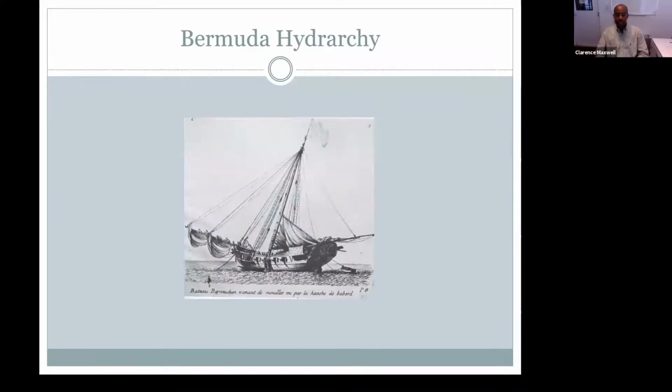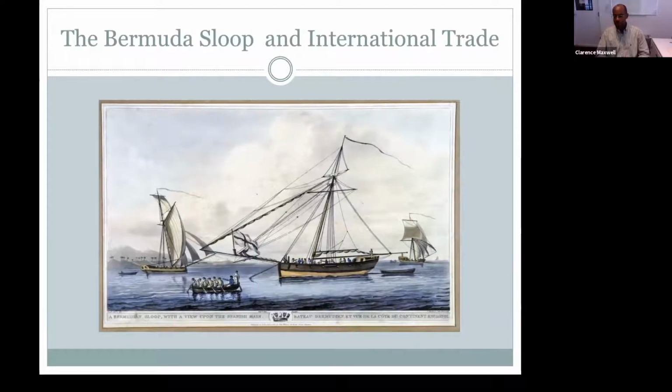Key to this was the Bermuda sloop. Evolving in the 1600s and fully developed by the 1700s, this ship became the workhorse for Bermuda's maritime economy. Low in the water, made out of Bermuda cedar, therefore resistant to the shipworm, able to sail in any wind, and one of the fastest ships afloat. It became the workhorse of Bermuda's maritime economy, not needing that many men, but carrying a large amount of goods.